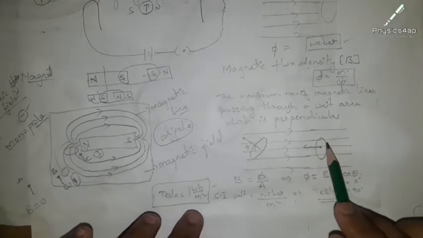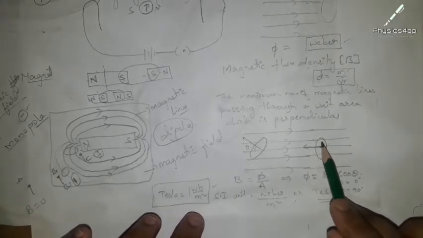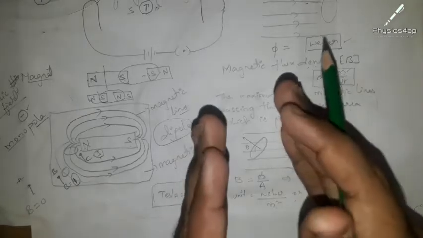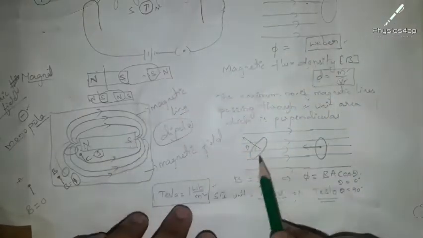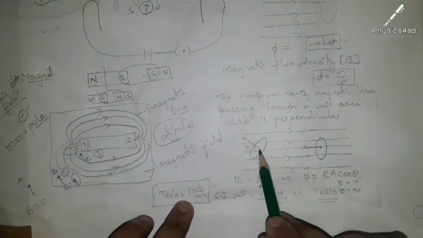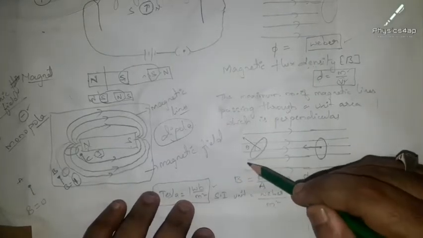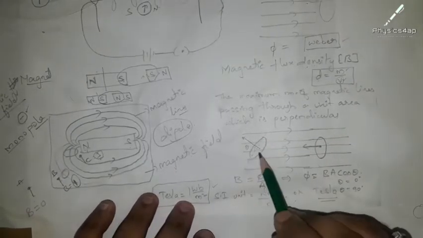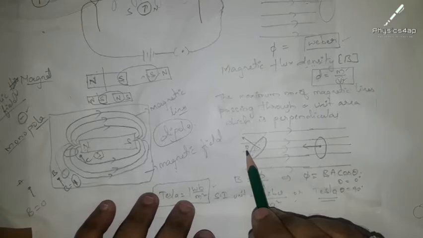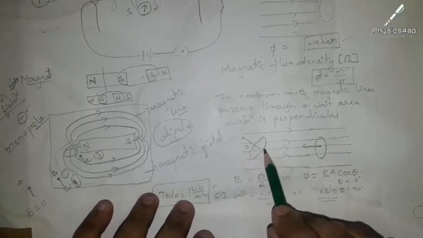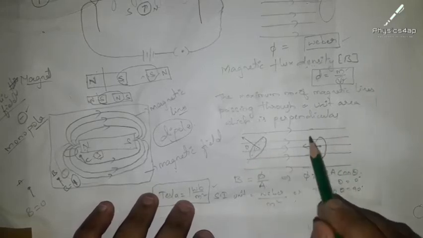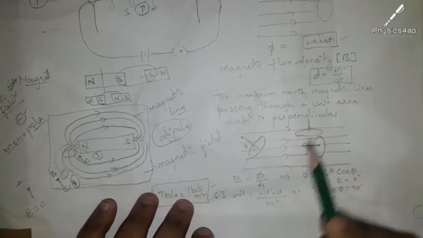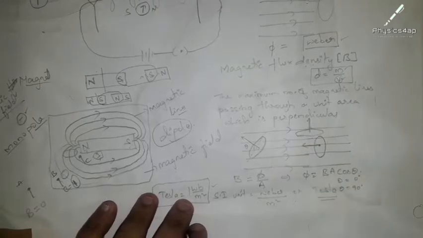Now if you see in this first picture, there are three magnetic lines passing. But now when it has been turned to a certain angle theta with respect to its normal, so this is the surface, the normal, and this is the perpendicular to that normal. Now it is making an angle theta. Now if you see here, only two lines are passing. Now what happens if it is like this?